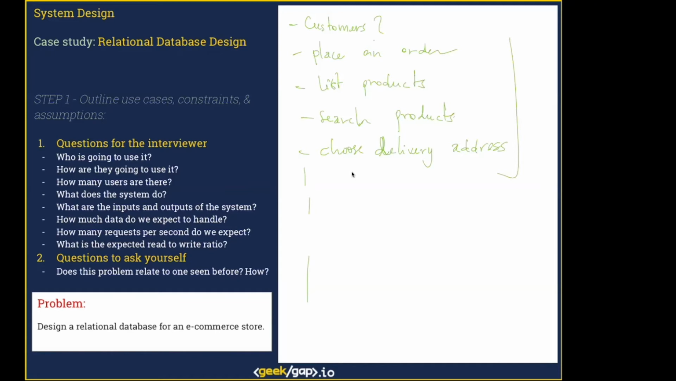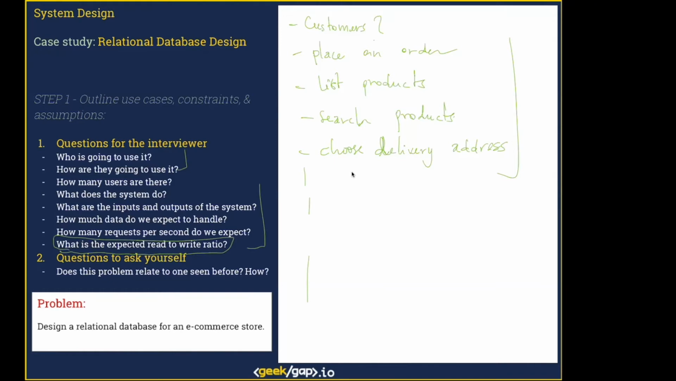So who is going to use it? How are they going to use it? But later on, when we're going to talk about load balancers and content delivery network and so on and so forth, all these sort of questions are going to be relevant. But I think these questions as well is relevant for us. So what is the expected read and write ratio?